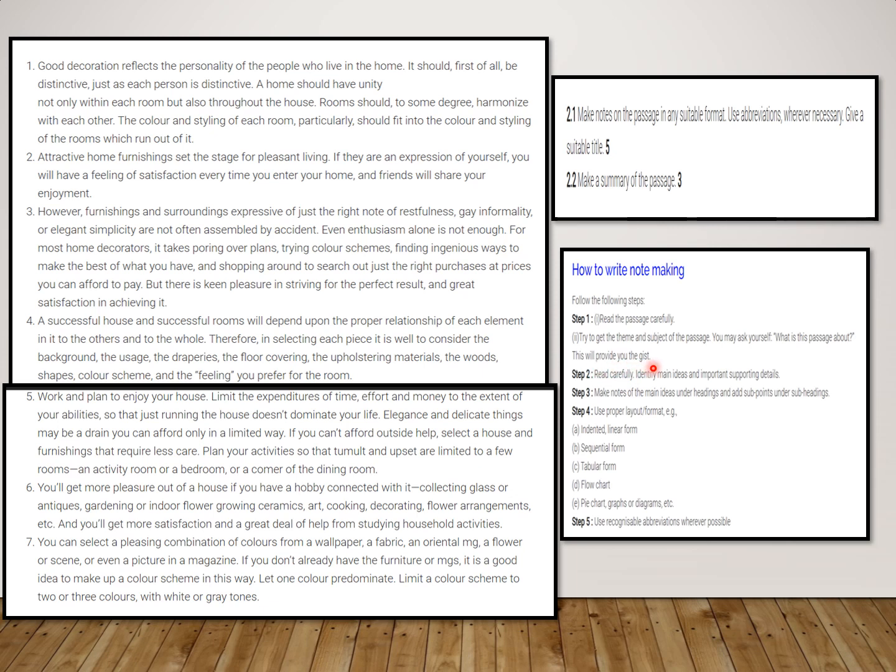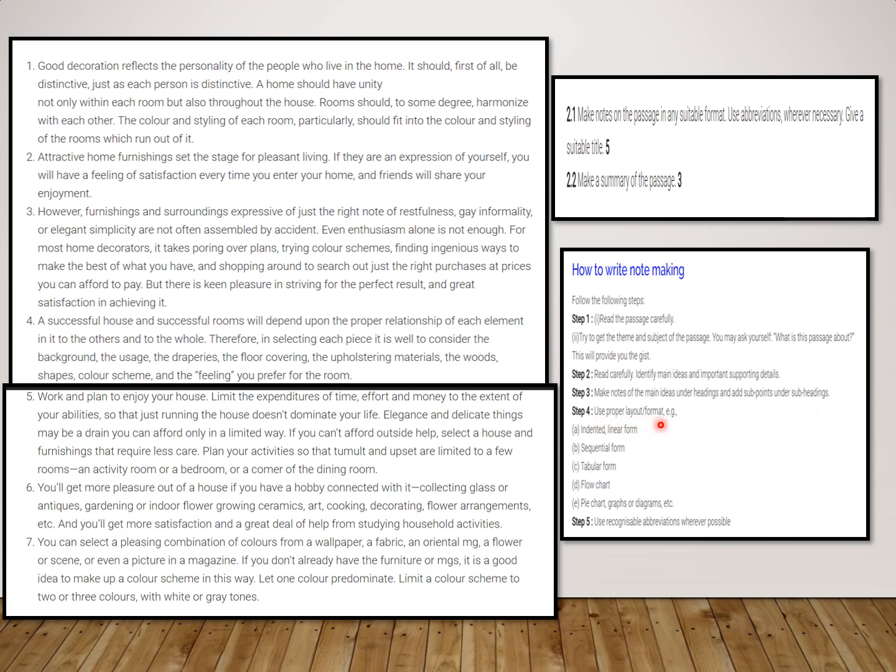That means culminate it into one small summary. And then read very carefully. You can identify the main ideas and the supporting details. You need to make notes of the main ideas under headings. That is the main point, and the subpoints and the sub-subpoints.